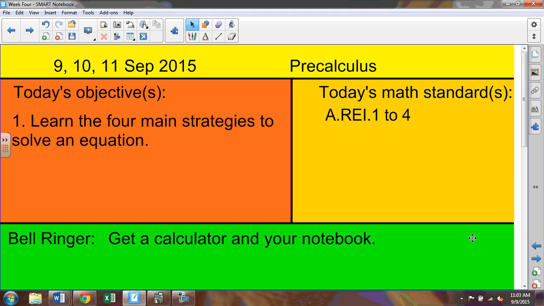In this video, we're working on Chapter 1, Section 6, the 4 ways to solve an equation. When we're working with equations, there are 4 main strategies. They're called inverse-reverse, zero product rule, quadratic formula, and guess and check.